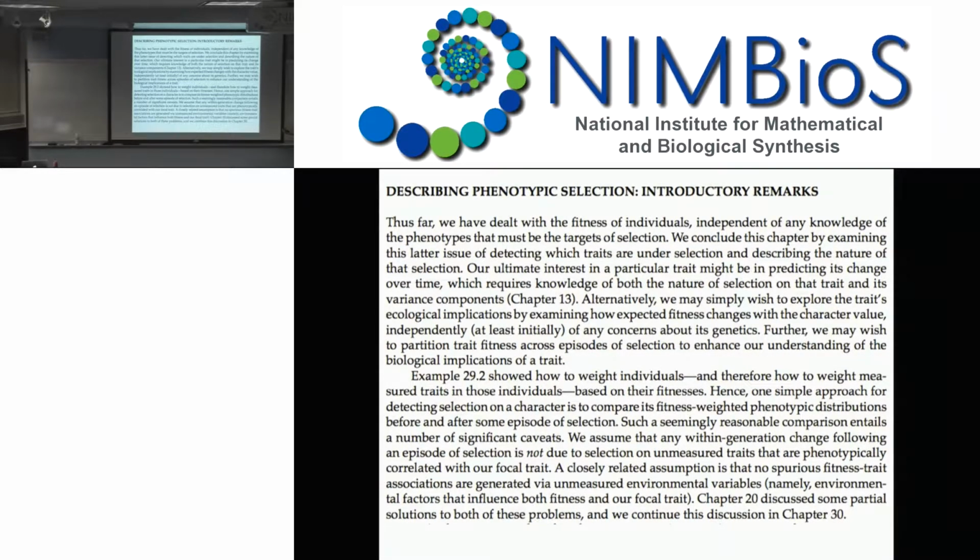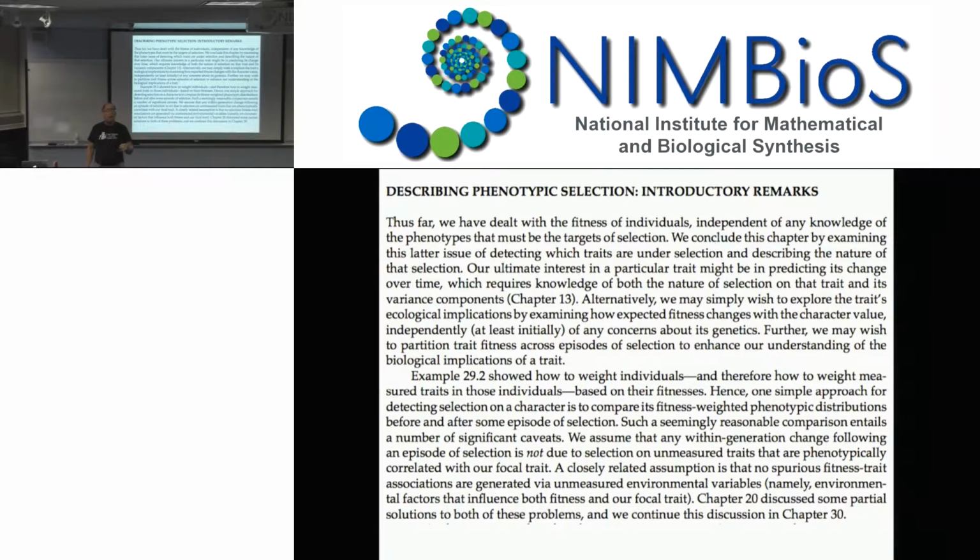Basically, what I said before. When I want to ask if selection has occurred, I have individuals that are measured, and then I have an episode of selection. It could be like Bumpus's classic case where you could have dead individuals and live individuals, that's your sample.